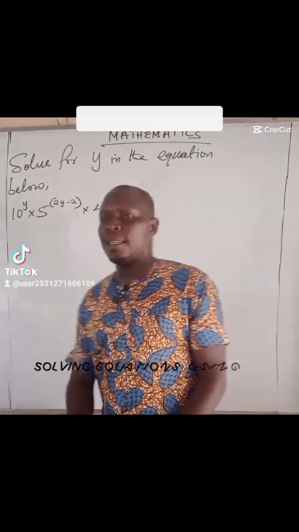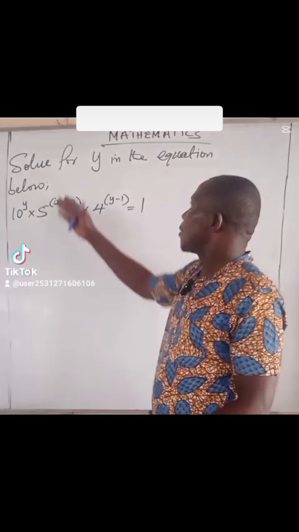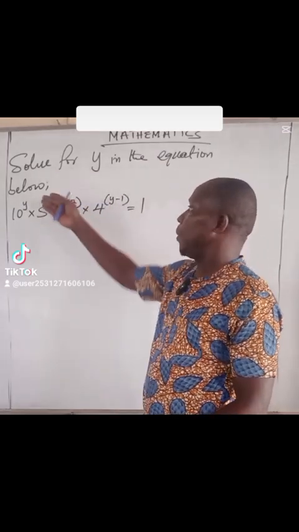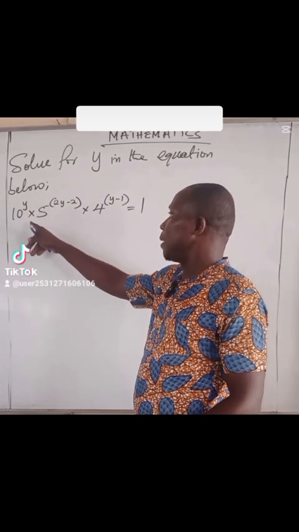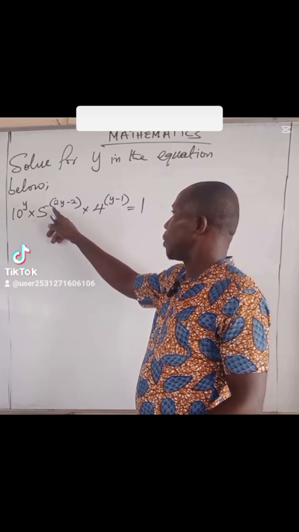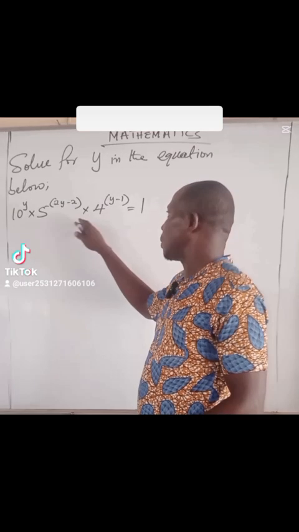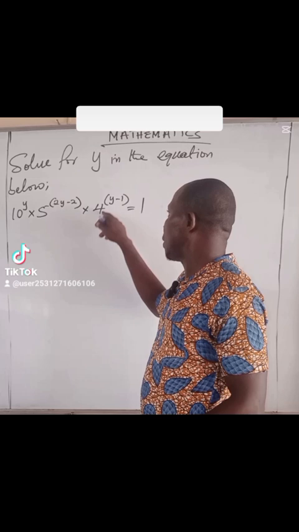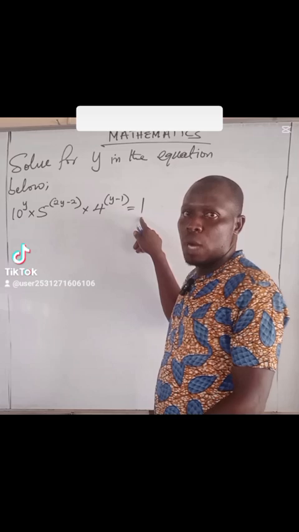Let's solve this likely examination question. The question says, solve for y in the equation below. The equation is 10^y × 5^(2y − 2) × 4^(y − 1) = 1.